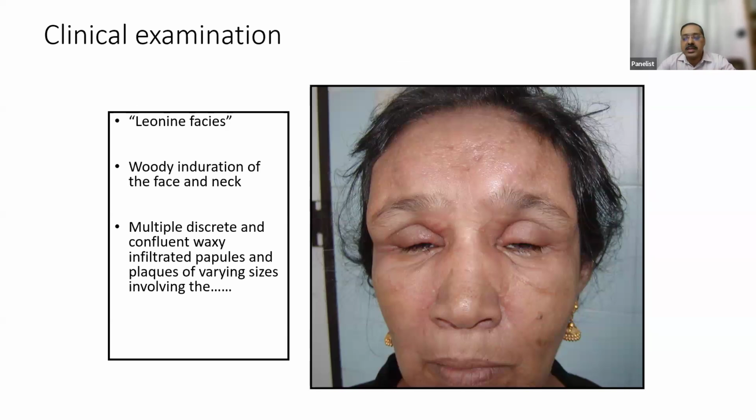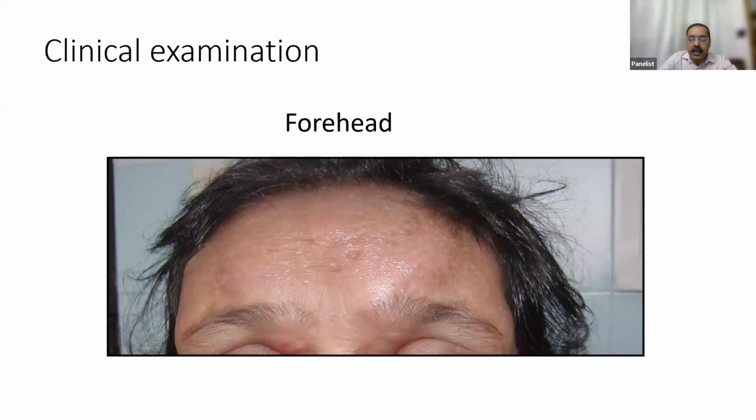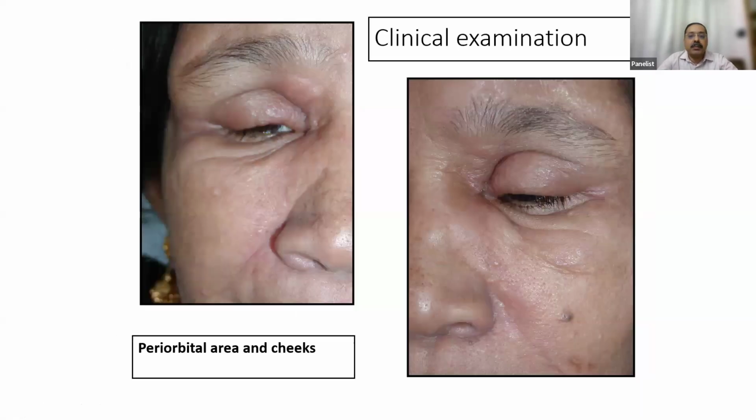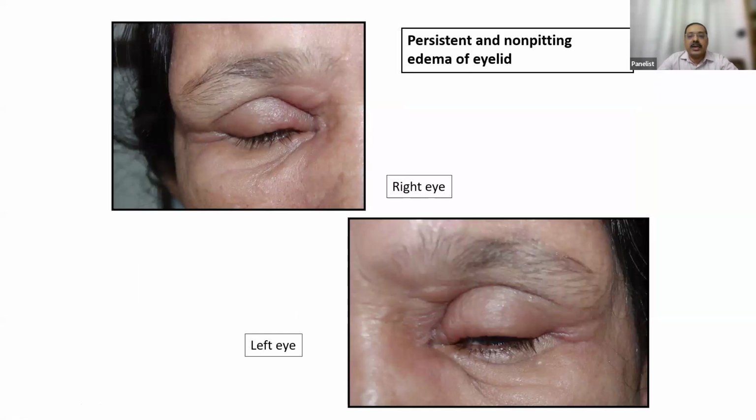This is what we call a leonine facies, almost like a lion-like face. But there is so much woody induration in that patient. If you notice very carefully, there are multiple discrete small waxy papules, better appreciated on the forehead. These are the lesions from which a biopsy should be taken because these are early lesions. They have not joined together to form a larger plaque like this. So when you're asking the clinical dermatologist, ask them where the biopsy was taken from. An early lesion should have been picked up. And of course, you can see the infiltration in the periorbital area and cheeks, the right and left eye.